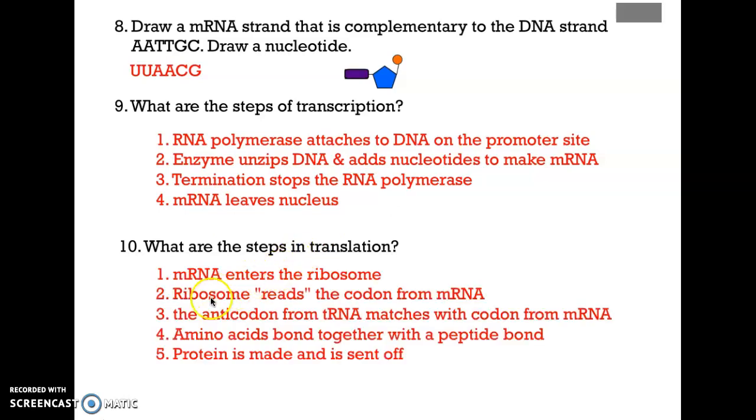That messenger RNA lands on the ribosome in the cytoplasm. The ribosome then reads the code on messenger RNA. Then the anticodon from tRNA matches the codon to mRNA, and as a result, it's able to bring in the correct amino acid, and then those amino acids bond together to form that peptide bond. Protein is then made once all those amino acids are joined correctly.